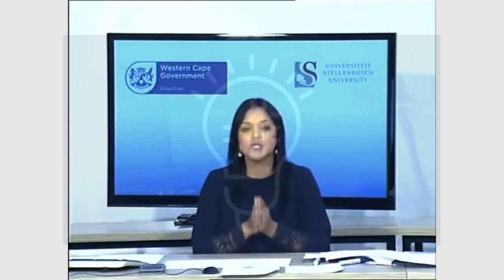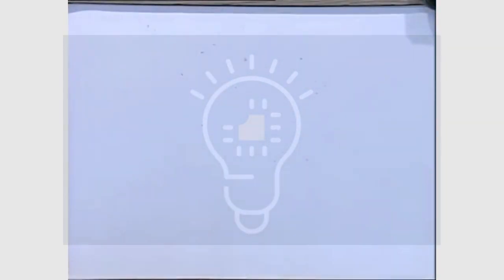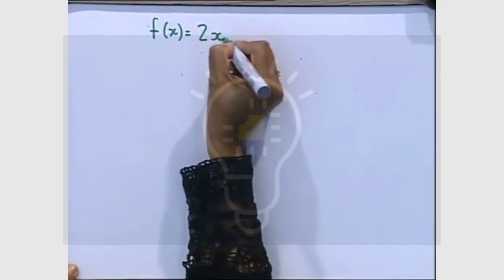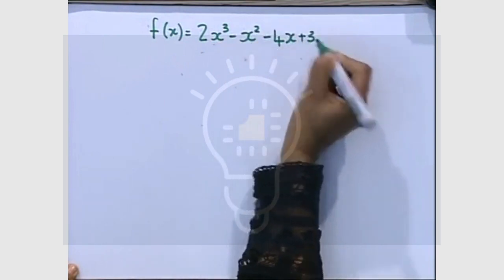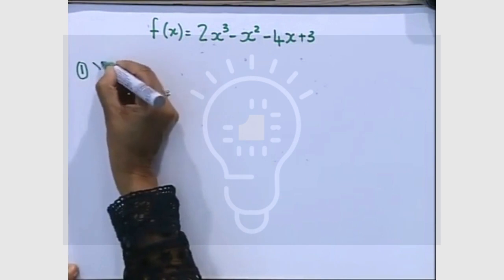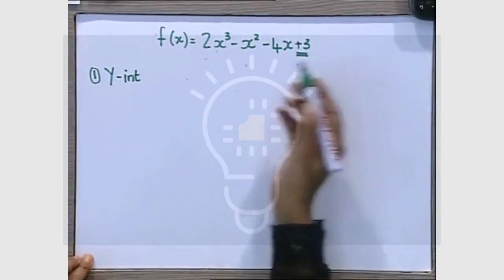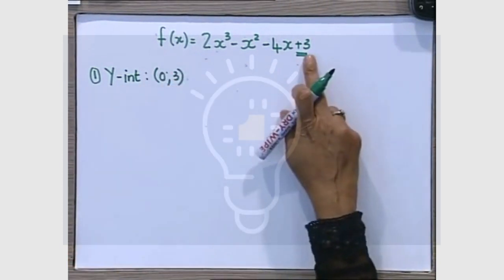I am now ready to draw the graph with you. So the graph was the following. Let's just summarize. Before you can draw a graph, here's your f of x. Let's write it again. It was 2x cubed minus x squared minus 4x plus 3. Before you can draw the graph, let's write our steps down. I know my y-intercept is 3. That's easy. Hey, Matrix, your y-intercept is always the value of your constant. Are you happy with that?